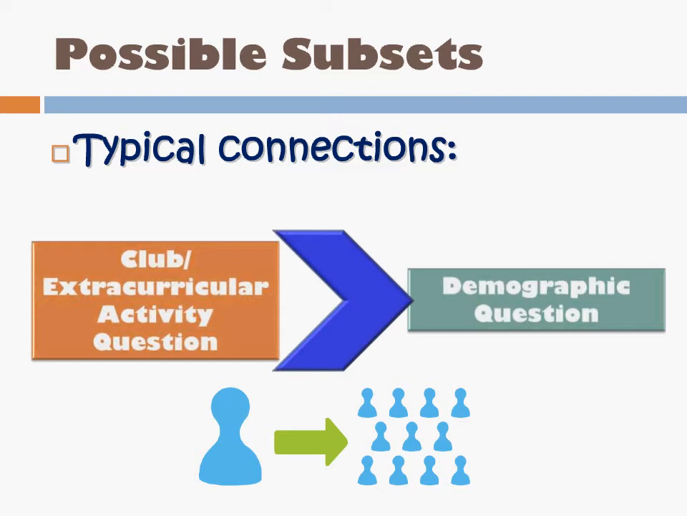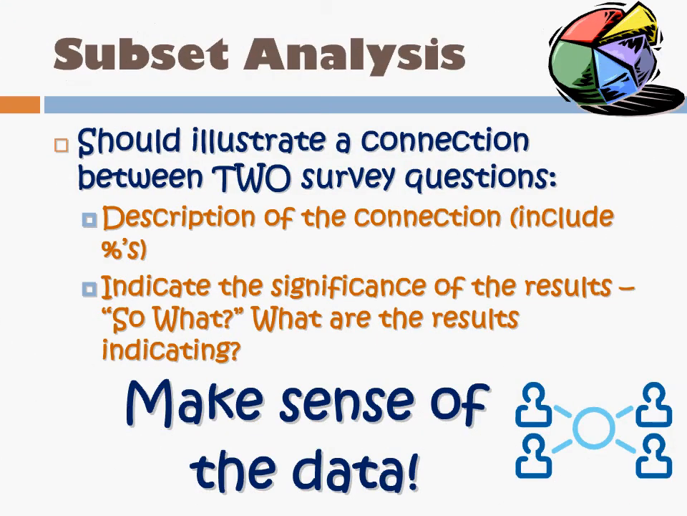You're making a connection to a demographic question. So you're making a connection between their likes and maybe how many of those who like the product are male, or how many of those people who dislike the product earn over $100,000 or something like that. So you're making a connection between one question about your product, your service, or in this case your club or extracurricular activity, and a demographic characteristic of those respondents. So you're breaking something down into smaller groups. The subset analysis should illustrate a connection between these two survey questions.